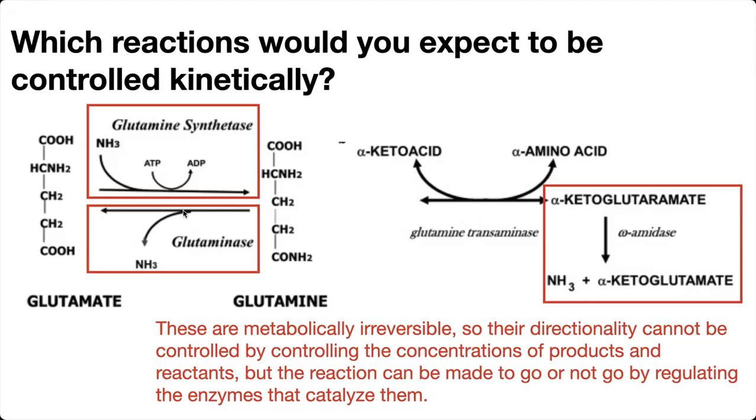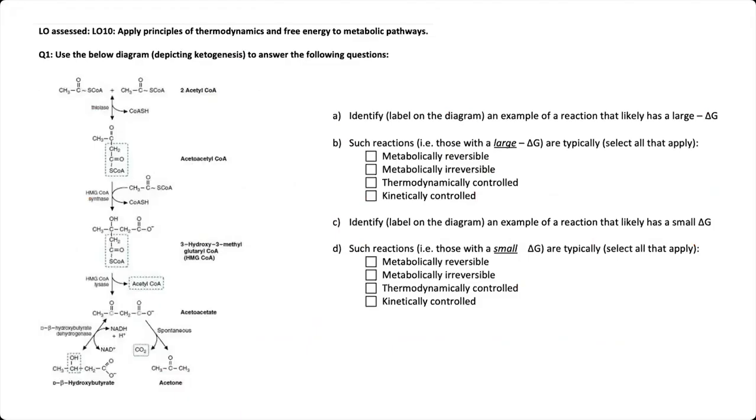You know they're irreversible because they've got those single arrows. Metabolically reversible reactions, you can just control the concentrations of products and reactants. A couple more examples. Which of these are an example of a reaction that likely has a large negative delta G? Remember that metabolically irreversible reactions are going to be associated with those large negative delta Gs. And so if we see these reactions with these single arrows, then in this direction, they're going to have a large negative delta G. That's going to mean that they're also metabolically irreversible, kinetically controlled, so we control those enzymes.